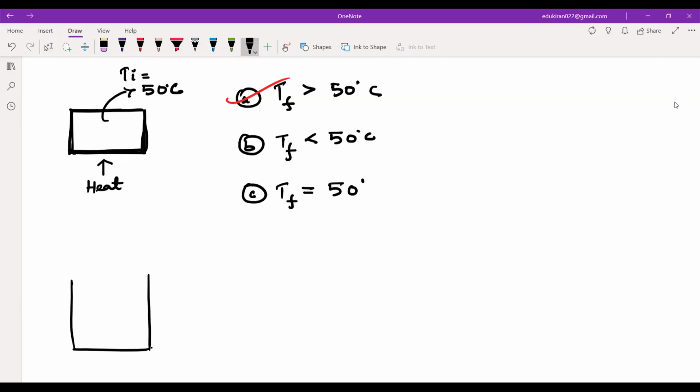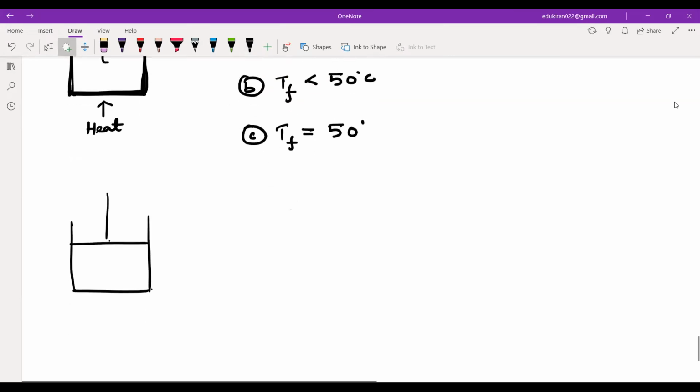If I have a system like this and there is a movable piston like this, okay? Then we are heating the system. The T initial here also is equal to 50 degrees Celsius, and we are heating the system. So what can happen if I heat the system? Then the piston will move up. Yes or no? Yes, sir. The piston will move up. So now please see what is happening.